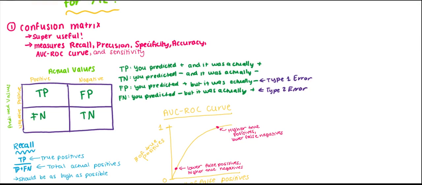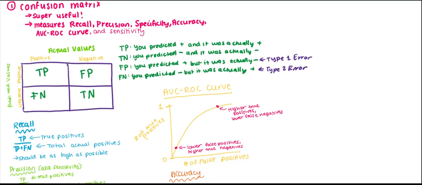So, first, let's look into the confusion matrix. The confusion matrix is divided into four boxes. The top left box shows the true positives, which is you predicted the value was positive and it actually was positive. The top right box shows the false positives, which is where you predicted it was positive, but it was actually negative. This is known as a type 1 error. The bottom left box shows the false negatives, which is where you predicted it was negative, but it was actually positive. And the bottom right box shows the true negatives, which is where you predicted it was negative and it was actually negative. So these values can help you calculate some more performance metrics like recall, precision, and so on.